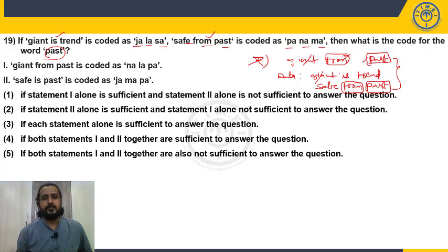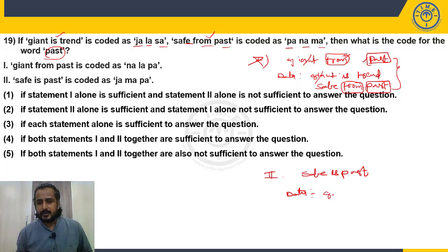No. So 1 alone is not sufficient. So let me check the 2 alone. Again for the 2 alone also, what is the statement given? Safe is passed. Safe is passed. Right? Safe is passed. Now again I can take the help of these two statements which are given in the initial data.